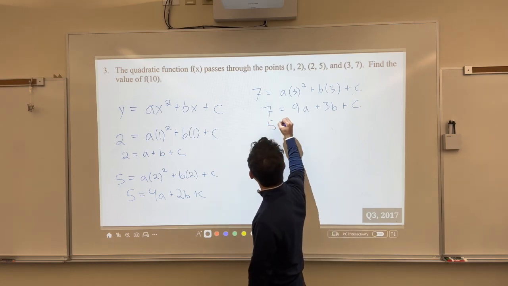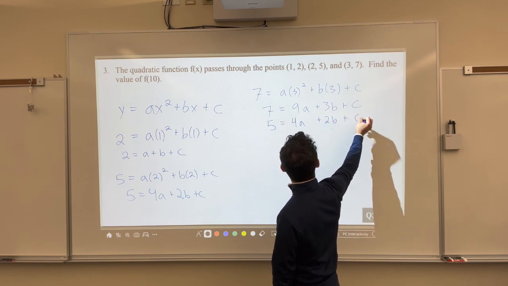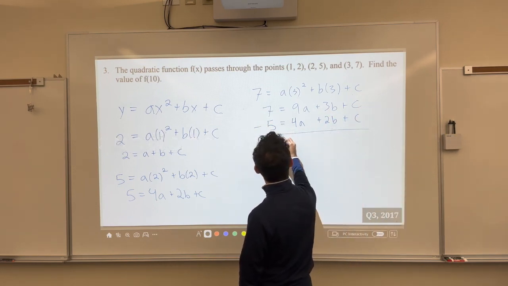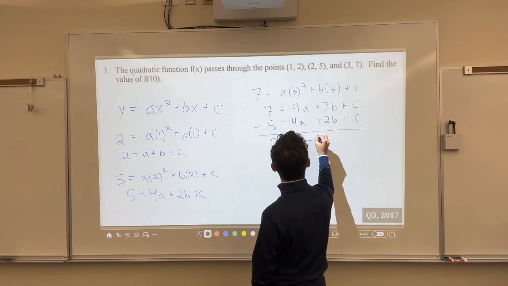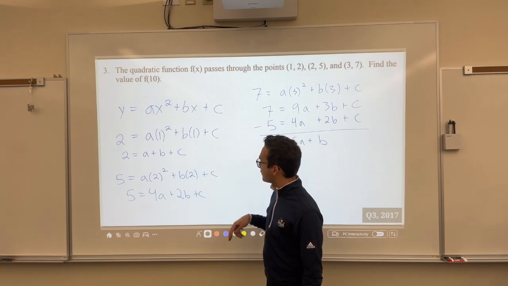So I'm going to say that 5 is equal to 4a plus 2b plus c. And let's just subtract these two functions. We can get rid of the plus c's. So we're left with 2 is equal to 5a plus b. All right, that's good. Now we could also subtract these two equations from one another.